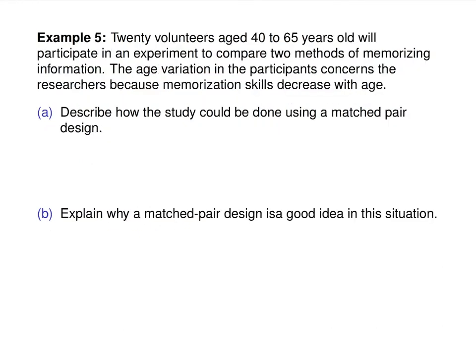So 20 volunteers aged 40 to 65 will participate in an experiment to compare 2 methods of memorizing information. The age variation in the participants concerns the researchers because memorization skills decrease with age. So for this reason, you want to try to control for that age variable, and matched pair design is a good candidate. So how you perform a matched pair design is you match participants by age.